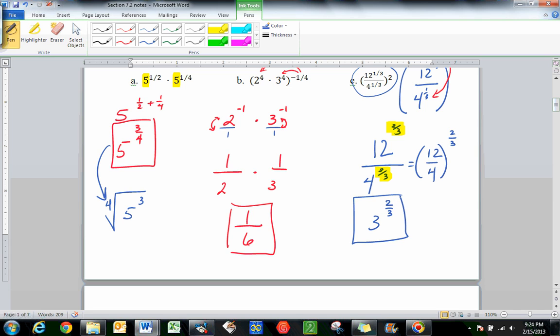Now, that is simplified as far as we can go. If you punch that into your calculator, you're going to get a decimal answer, and so we want to simplify this to an exact value, our simplest terms, and so this is good enough. So that is a good quick overview of the properties of exponents, but now using rational exponents instead of integer exponents. In the next video, we'll talk about radicals.